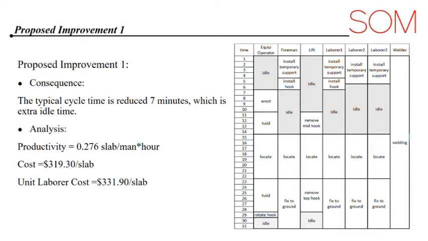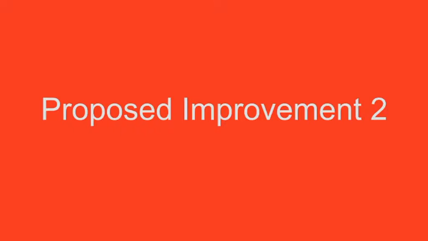So as a result, the productivity of our proposal number 1 is 0.276 slab per man-hour, and the cost will be $319 per slab. Now let's come to our second proposal.